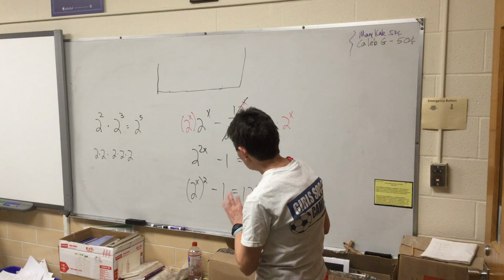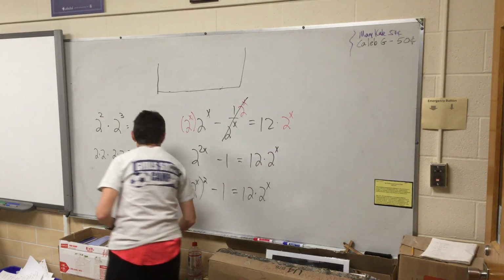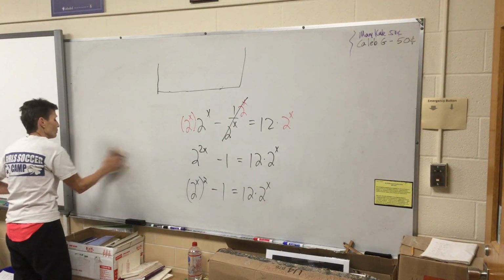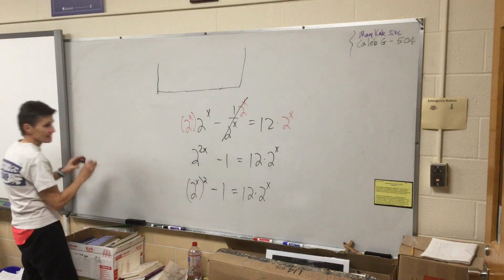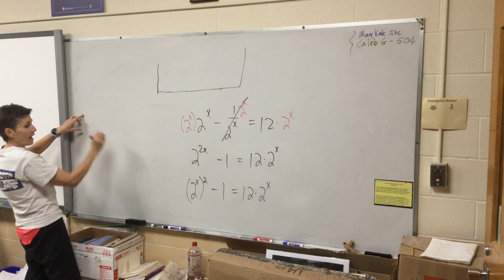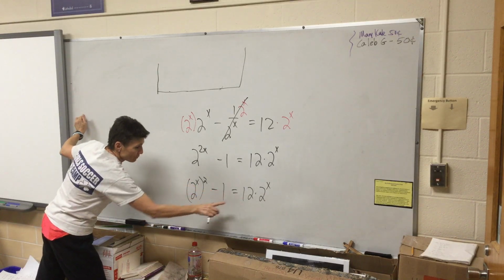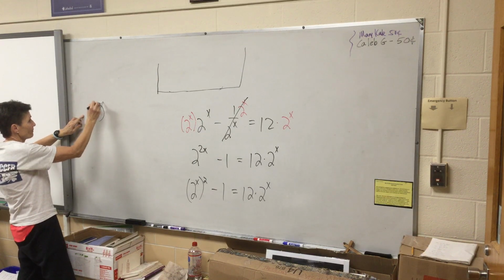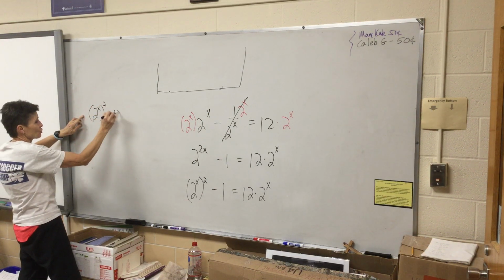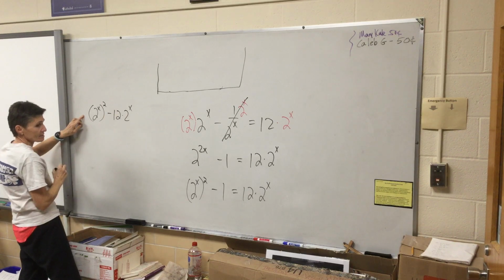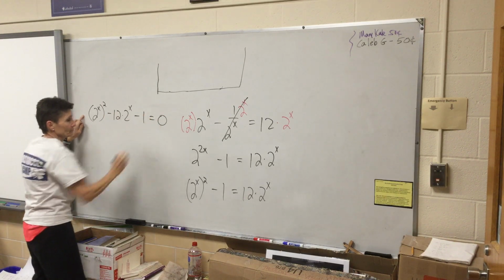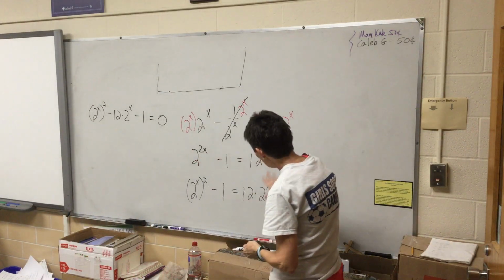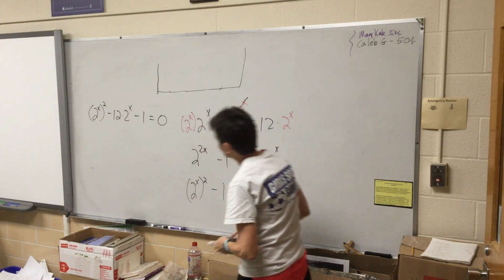Now, this is where you may have never seen anything like this before. So I really need you to open up your minds now and go with the flow here. I'm going to bring this over so that my equation is equal to 0. So I have 2 to the x squared minus 12 times 2 to the x minus 1 equals 0. I simply took everything I've got and moved it over equal to 0.